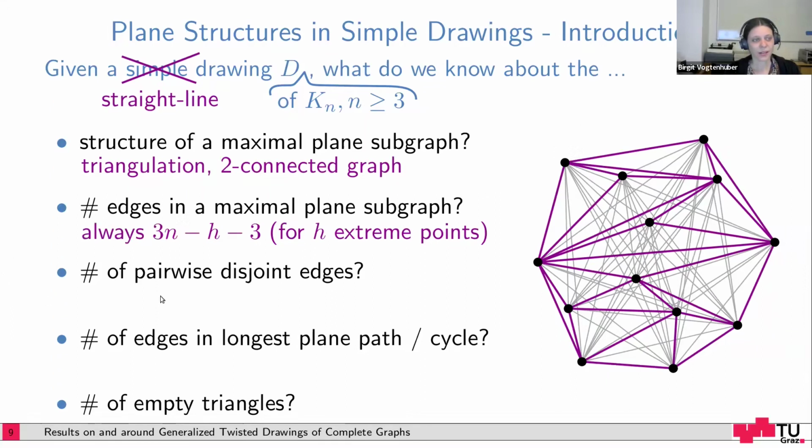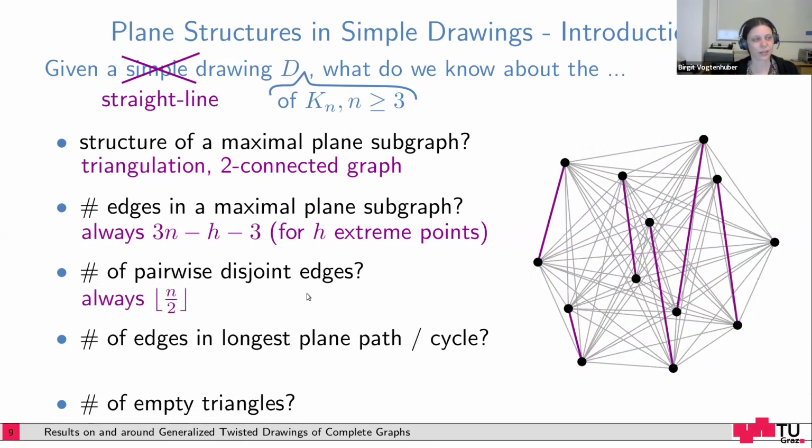And then naturally, every simple drawing of the complete graph contains a plane perfect matching, or n half, rounded down, pairwise disjoint edges, because if we have an odd number of points, one is left over. One way to see this is just to connect the first with the second, the third with the fourth, the fifth with the sixth, and so on, in increasing x order. I think that's what I did here.